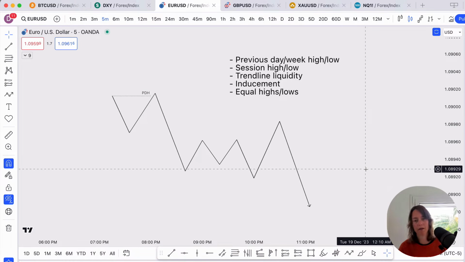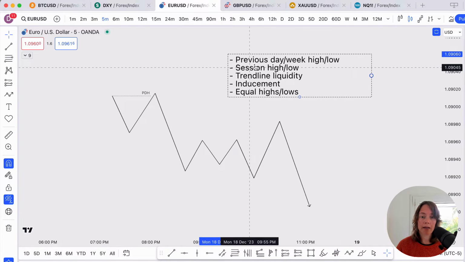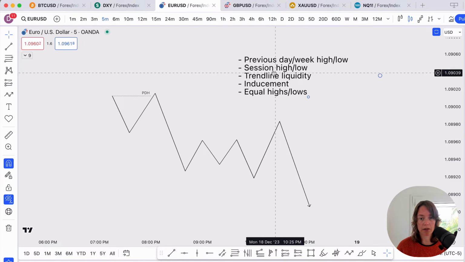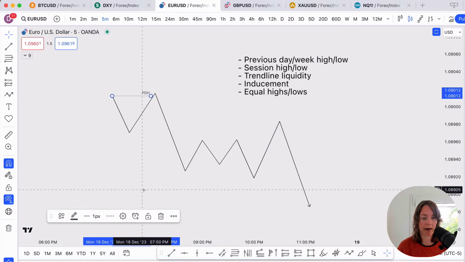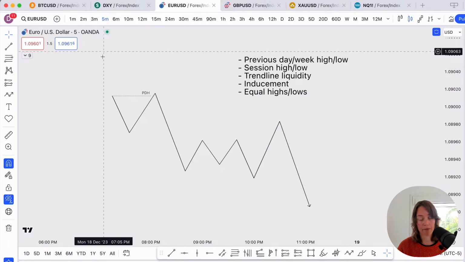In this video, I want to go over some common forms of liquidity and how price will take them out and how you can enter on that. So what I like to do is look for previous day or week highs and lows. So let's say this is a previous day high and I have a bearish bias.